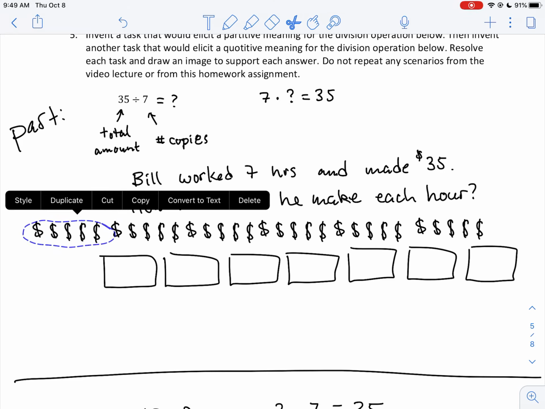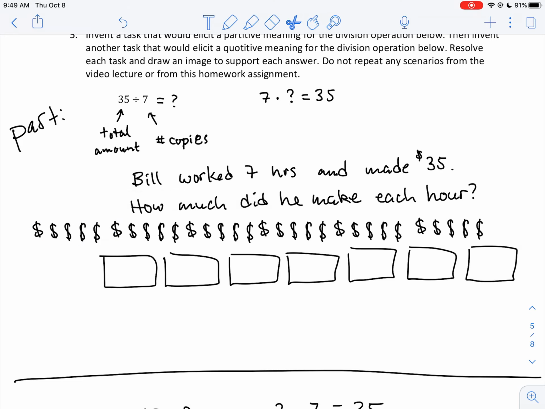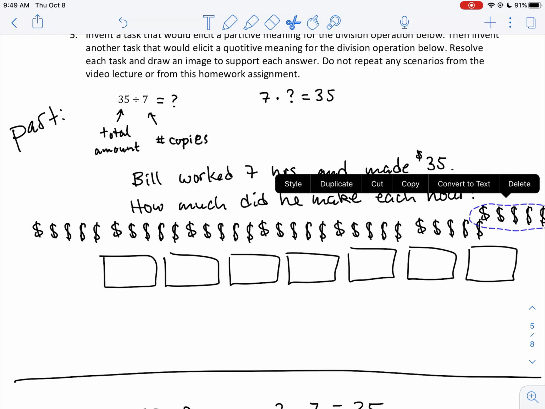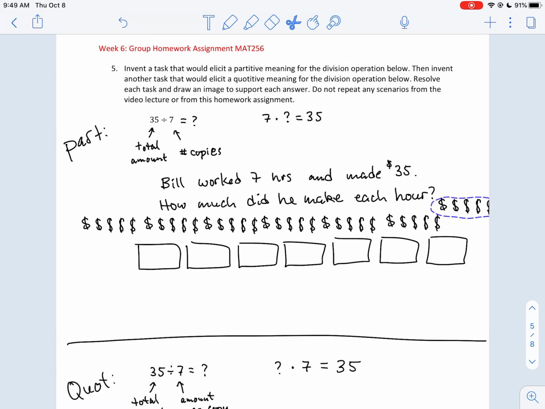1, 2, 3, 4, 5, 6. Is that $35? I don't know. 1, 2, 3, 4, 5, 6, 7, 8, 9, 10. There's $10. There's another 10. I have 1, 2, 3, 4. Am I counting this right? I have $29. How did I get to that? Here's a group of 5, second group of 5, third group of 5, fourth group of 5, fifth group of 5, sixth group of 5. I think I need one more. Anyway, you get the idea.